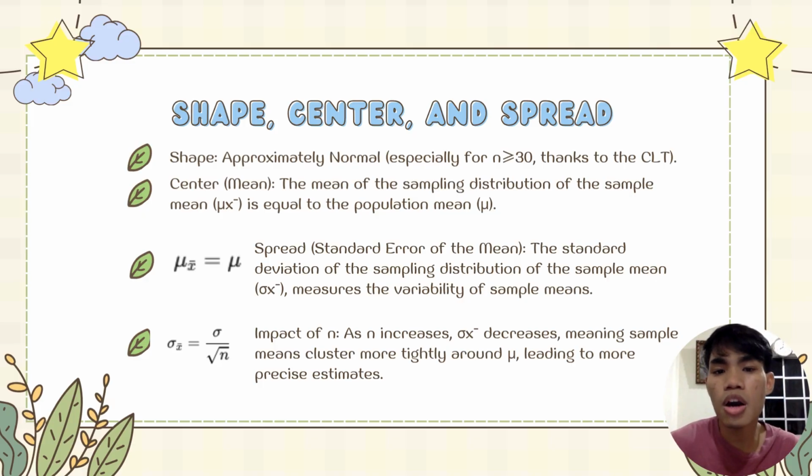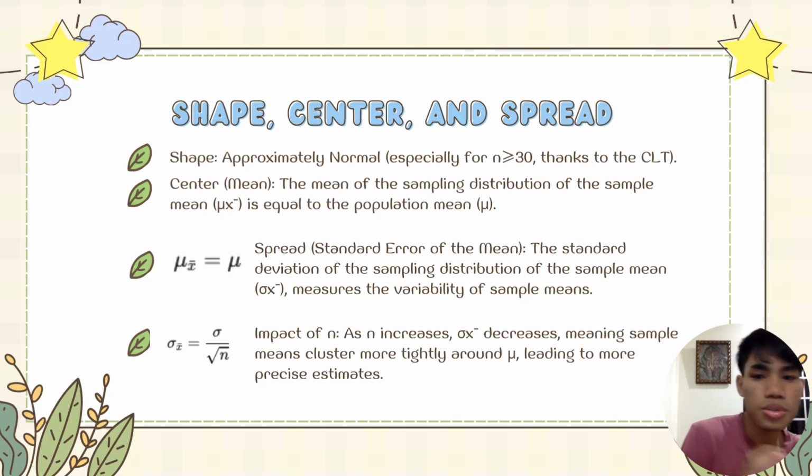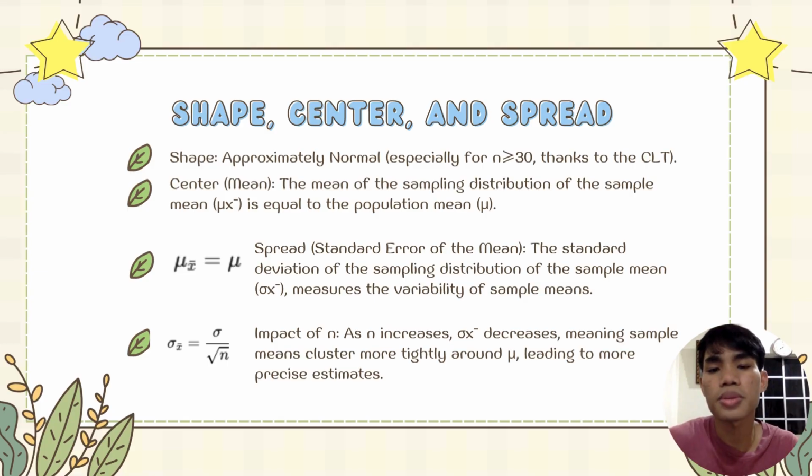And remember how we said a bigger sample means less spread? This formula shows it. If n, your sample size, gets bigger, the bottom part of the fraction gets bigger, making the whole standard error smaller. Smaller means your sample averages are squeezed closer together, giving a more accurate guess of the whole population.